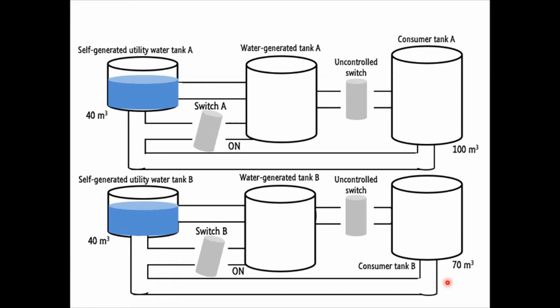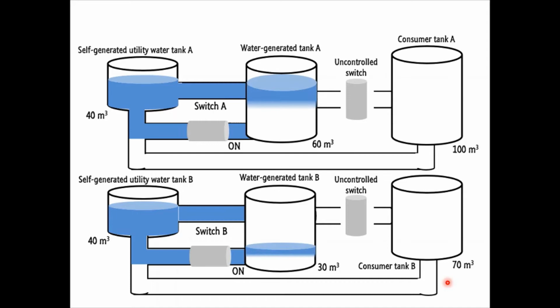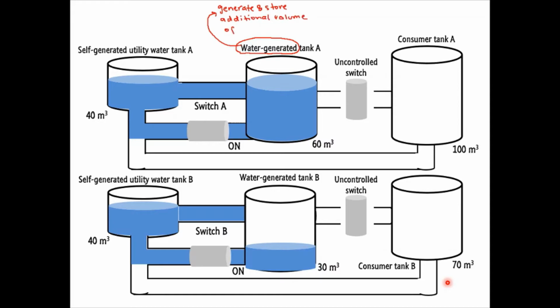When switches A and B are turned on, we can see the water generated tanks are generating the additional volume of water to accommodate the consumers' demand. At this moment, water will flow between the utility tank and the water generated tank only. Thus, we can say that these systems are executing the boosting function.